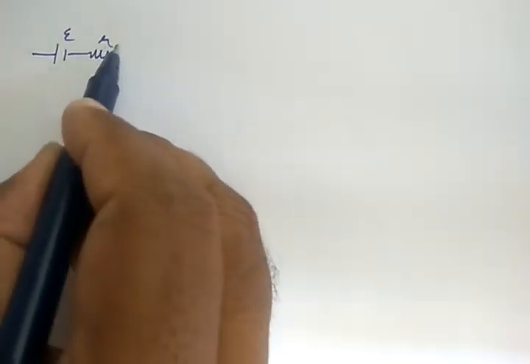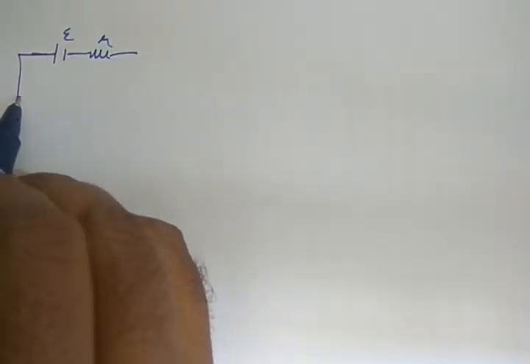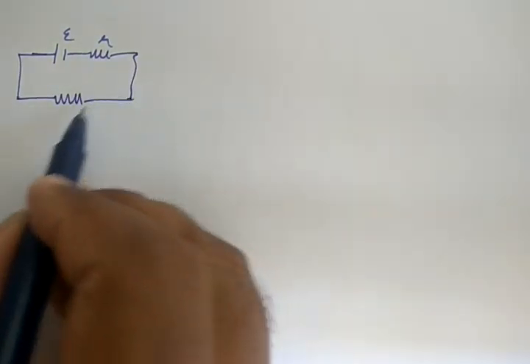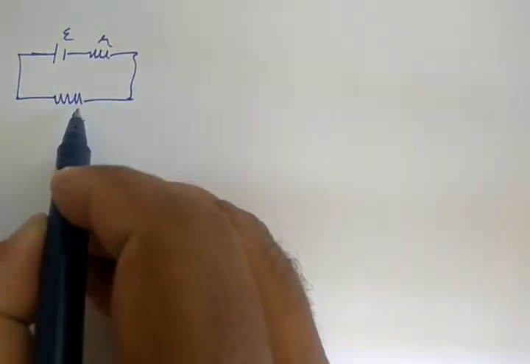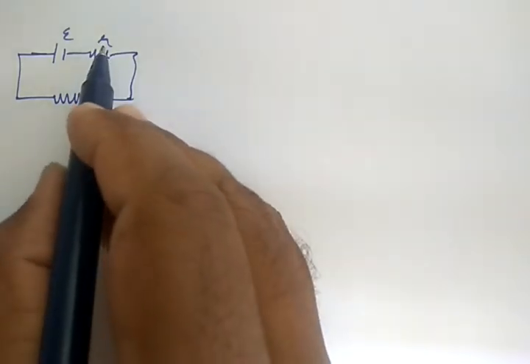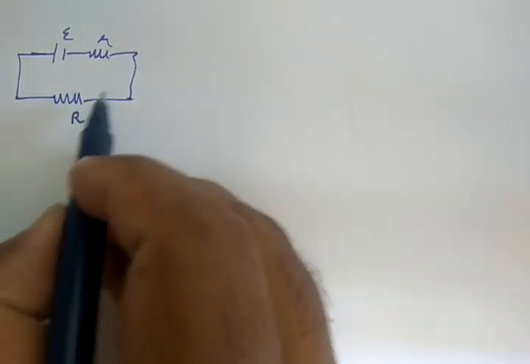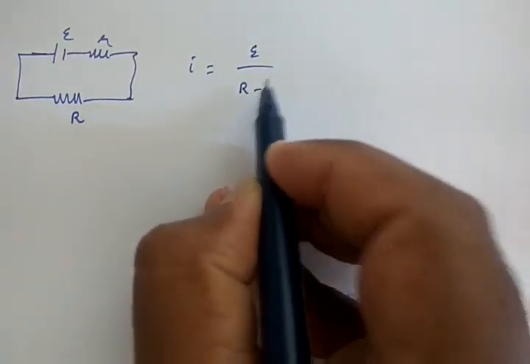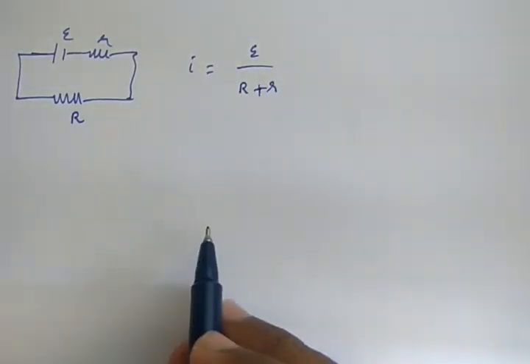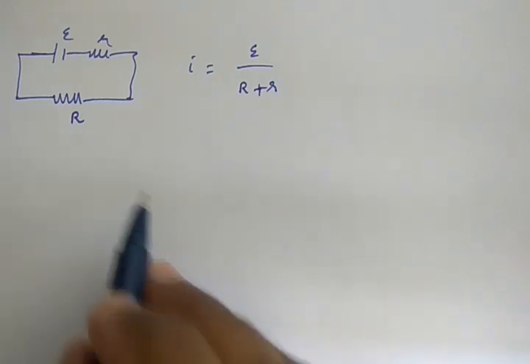Look at this problem. I am connecting a cell of EMF E and internal resistance r to an external resistor of resistance R. Now we know this R and that r are in series, so the net resistance of the circuit will be R plus r. Then the current going through the circuit will be E by R plus r. This is the current going through the circuit.